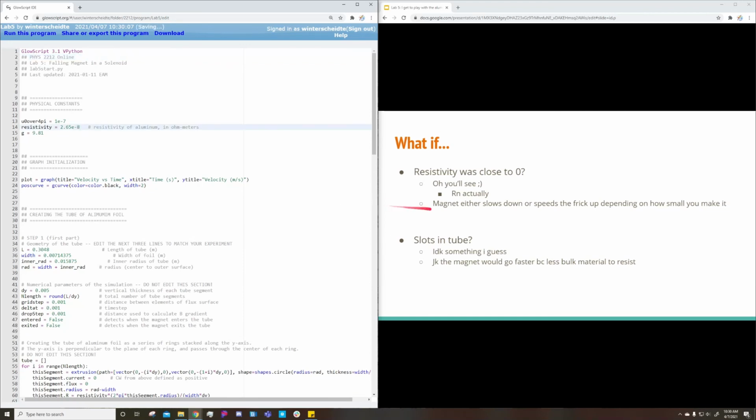And so if we cut slots in the tube, the magnet would most likely go faster because there's less bulk material to resist the change in flux. So the induced current would be less.